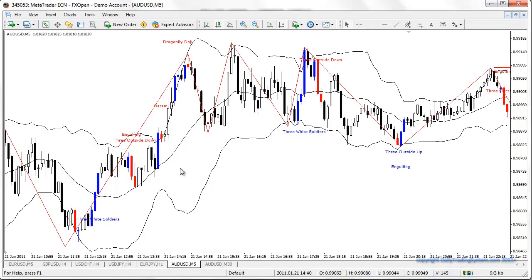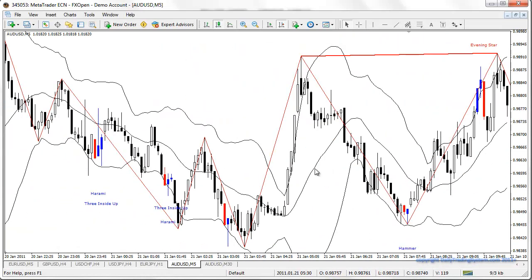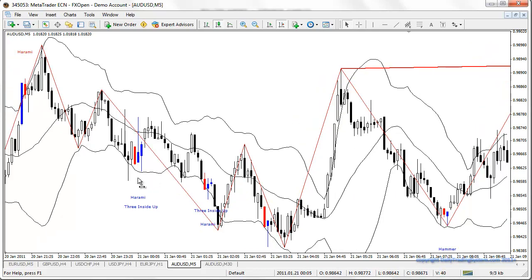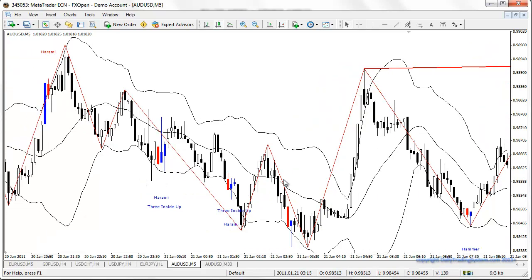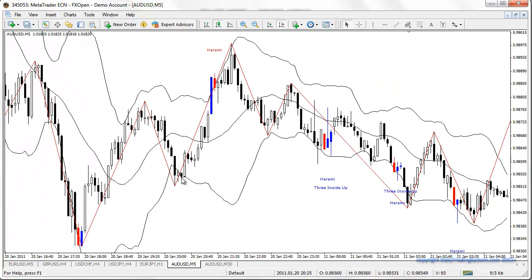So we're looking for a Harami, and here is the Harami right here. We're in a downwards trend, and we don't know if this downwards trend is actually finished. We really need to have a look, so we could put our trend lines here, but we're not really looking for medium support levels, we're looking for major support levels. They've got to be key resistance and support levels.